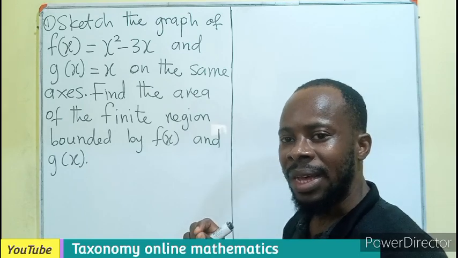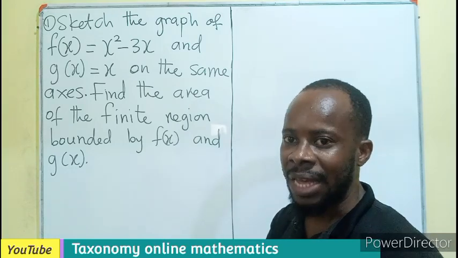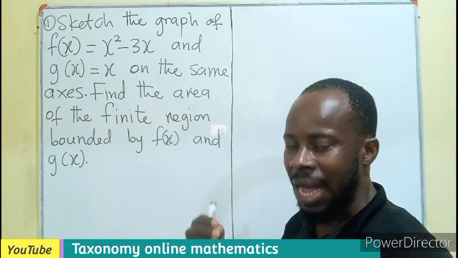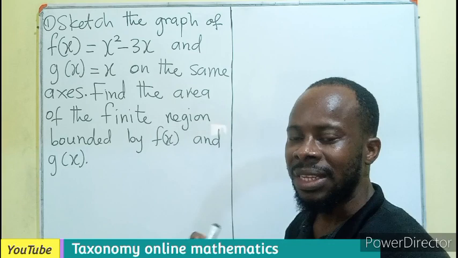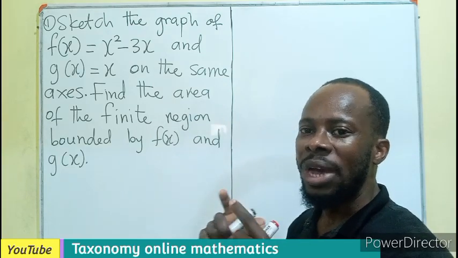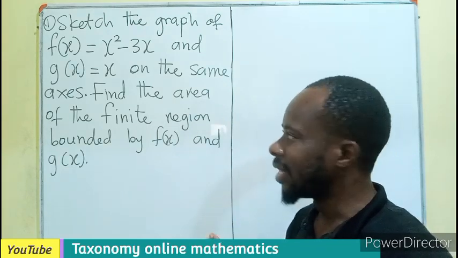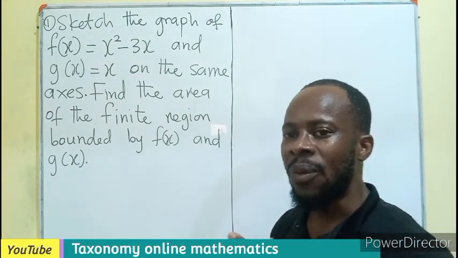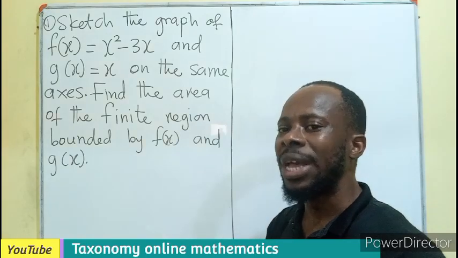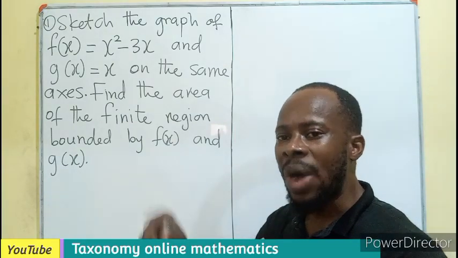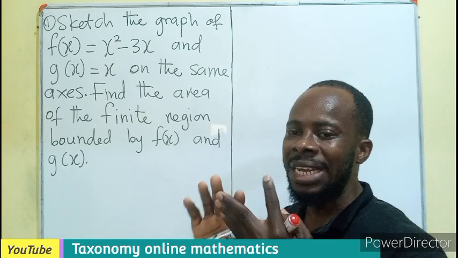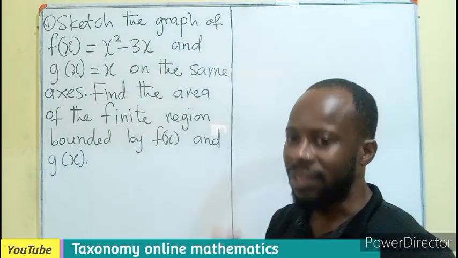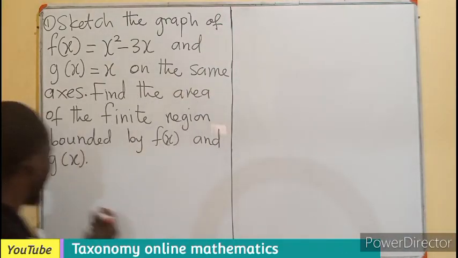In one of my episodes, I talked about how to sketch a curve under calculus. You can visit it. I mentioned that the salient points to tackle are: one, find the intercept on the x-axis, the intercept on the y-axis, and find the turning point using the differentiation dy dx. If you're able to get these three things done, then you'll be able to sketch the curve correctly. So let's start with that aspect.